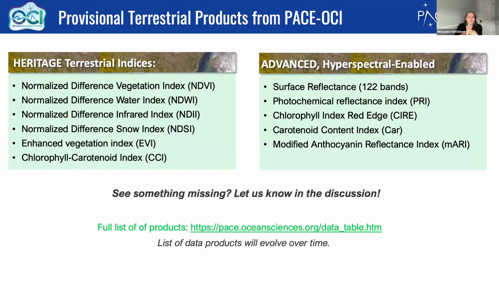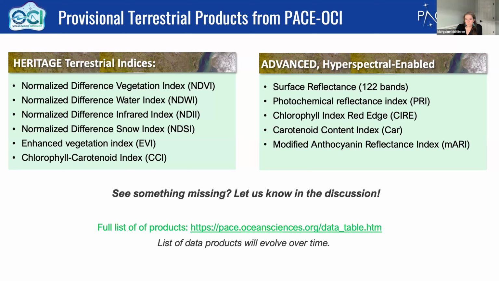In our second bucket of PACE data provision for land folks, we have some advanced data products. One of them is our spectral surface reflectance product. It has 122 bands. It's, of course, what we use to derive all these indexes from. We also provide the photochemical reflectance index, a chlorophyll index, and a carotenoid and anthocyanin index. Each of these measures the individual pigments using band ratio type algorithms, but with narrow band information from PACE in regions of the spectrum not available from satellites like MODIS.